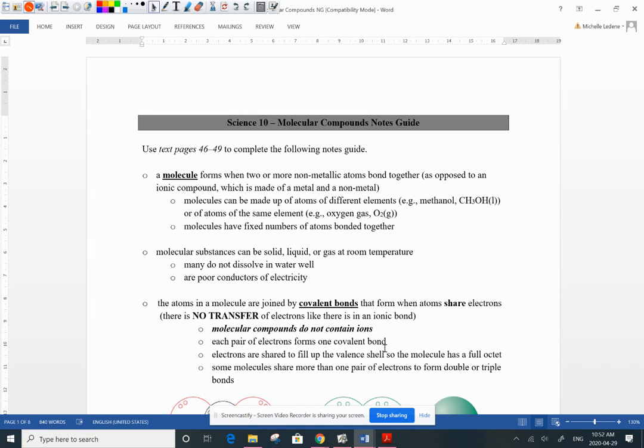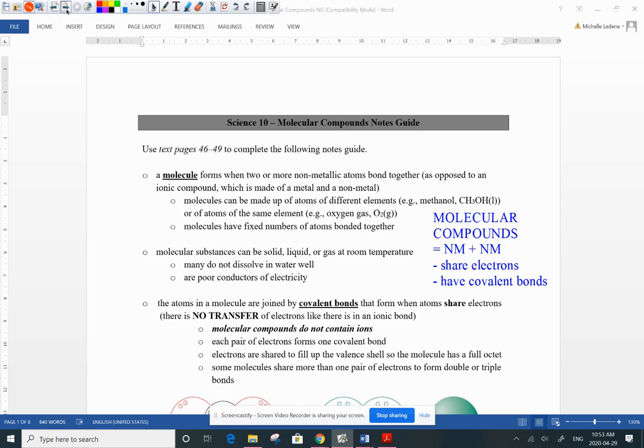So you've already seen a YouTube video by science teacher Tyler DeWitt, who just did an awesome job on how to name molecular compounds. And he also talked a little bit about the properties of molecular compounds. So he talked about that these are all non-metal, so to the right of the staircase on the periodic table.